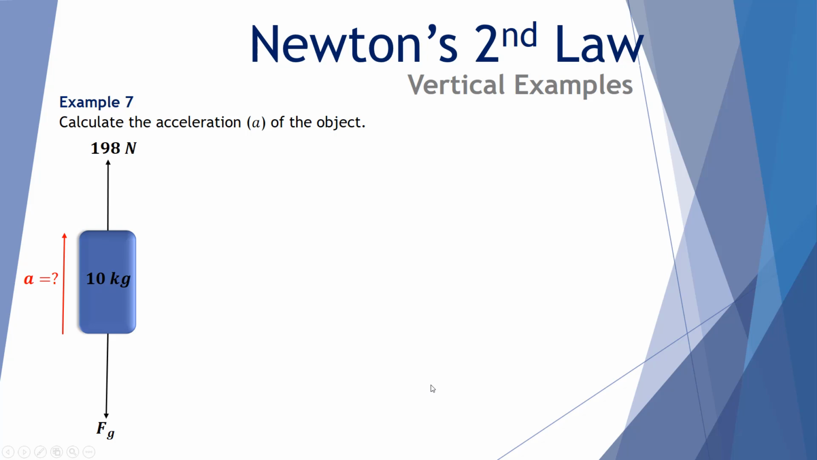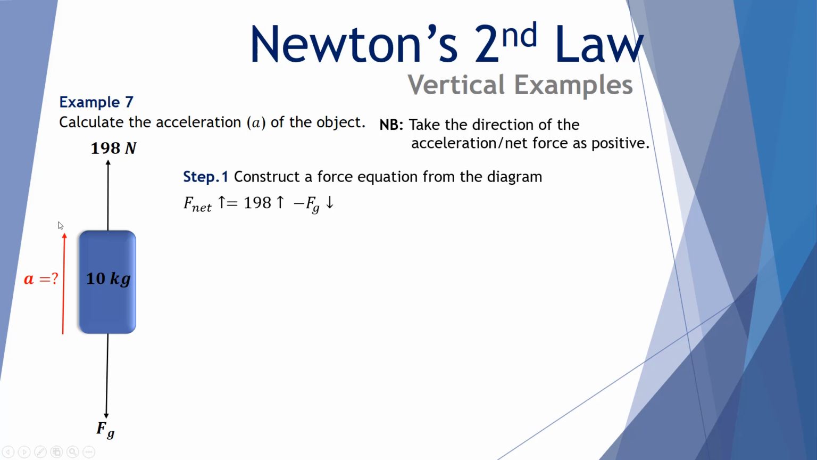Let's now look at a couple of vertical examples. Exactly the same process, only we're looking vertically. Calculate the acceleration of the object. Step 1, again, let's construct a force equation from the diagram. We know the acceleration is upwards, so again, that means our net force will be upwards. We will take that as the positive direction. So the net force will be upwards, and it will be generated by the 198 newtons pulling up and opposed by the force due to gravity pulling down.